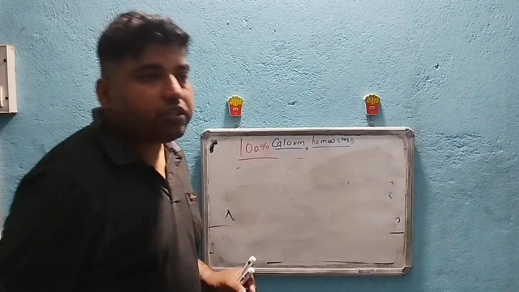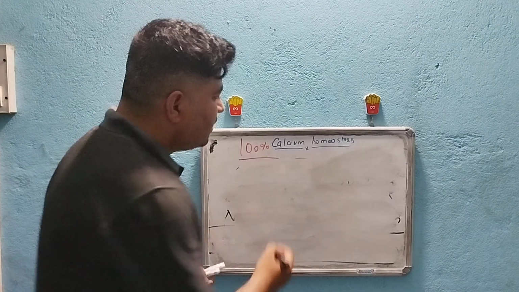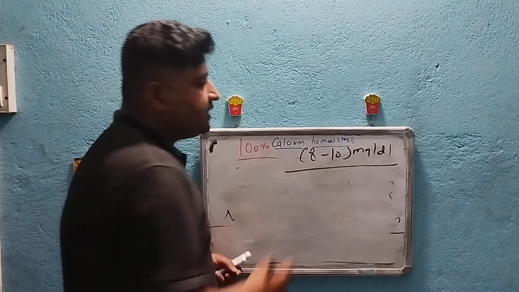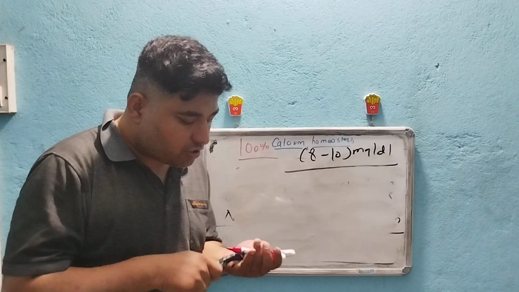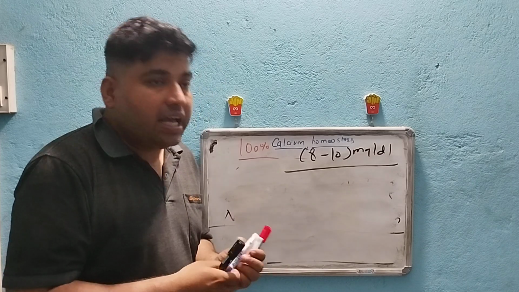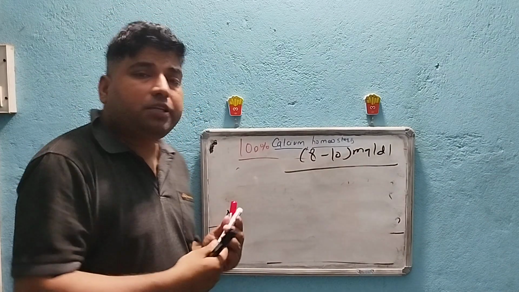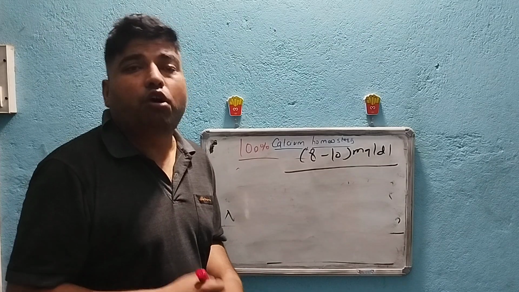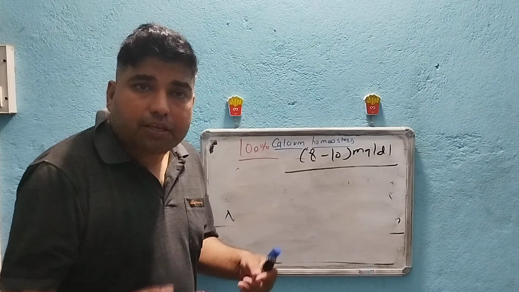Now coming to the normal concentration of these calcium ions in the blood. The normal concentration of calcium in the blood ranges from 8 to 10 mg per deciliter. To maintain this optimal range of calcium in the blood, there are different hormones that take part.